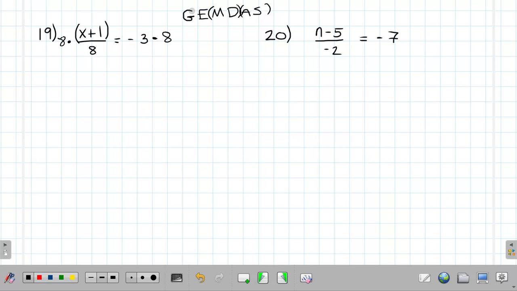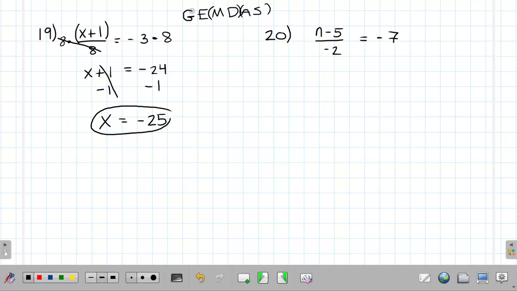So the whole point here is if we divide by 8 and multiply times 8, that's just going to cancel out, giving us what's on the top, which is x plus 1. Negative 3 times 8, that's a negative times a positive, which is a negative. 3 times 8, 24. And then lastly, we have a one-step equation where we take x plus 1. So we need to subtract 1. Once again, the whole point here is those cancel, leaving us with x is equal to negative 24 minus 1. We get the answer of negative 25. So negative 25.